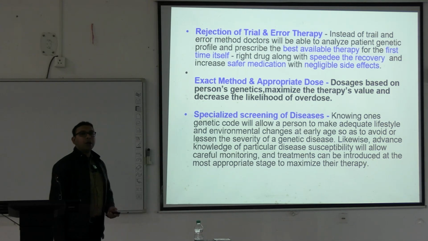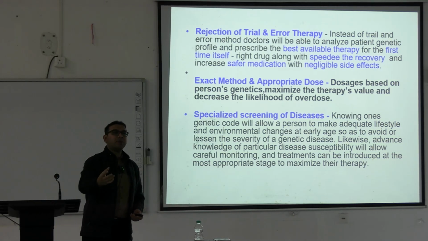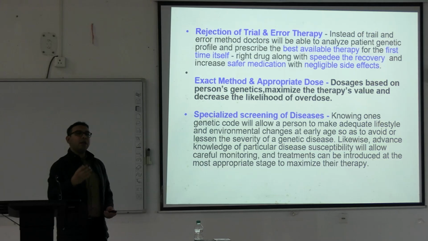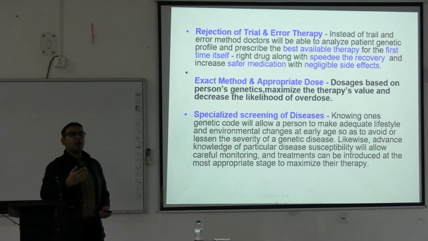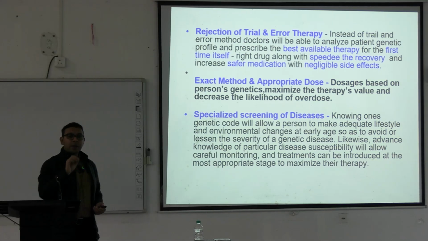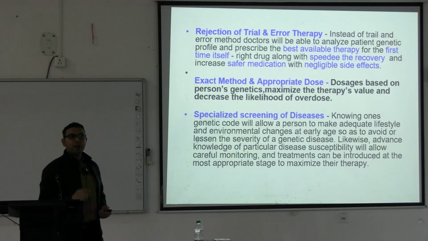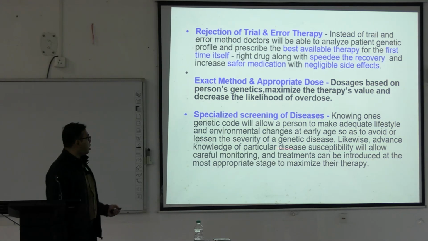Exact method and appropriate dose: otherwise we have to increase or decrease the dose again. We are giving some drugs, for example in diabetes mellitus medicine, and again according to their blood sugar level we are giving some other drugs or increasing or decreasing the drug. That will not be needed. We are giving the appropriate dose from the first, that ultimately maximizes the tolerability and minimizes the adverse drug reactions.